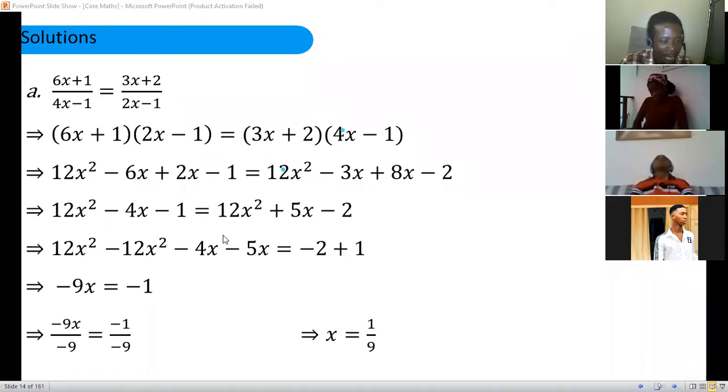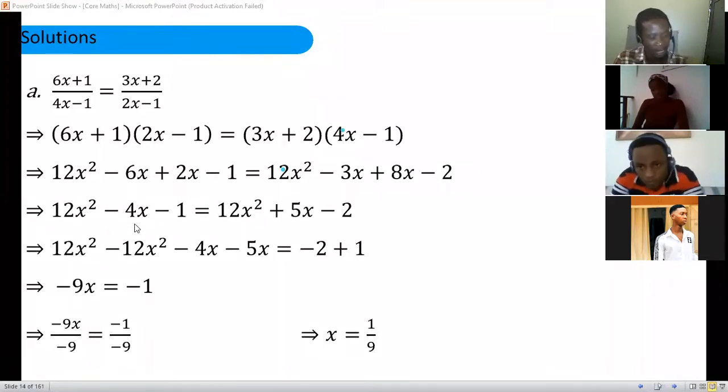The terms that contain the x's, I have 12x squared minus 12x squared, because over here 12x squared must cross the equal sign and join its like term 12x squared, because they are alike terms which have x squared in each. Then minus 4x is having a like term with 5x. So we group them together, minus 4x minus 5x. Because the 5x is positive at the right hand side, when it joins the minus 4x at the left hand side, it becomes minus 5x.